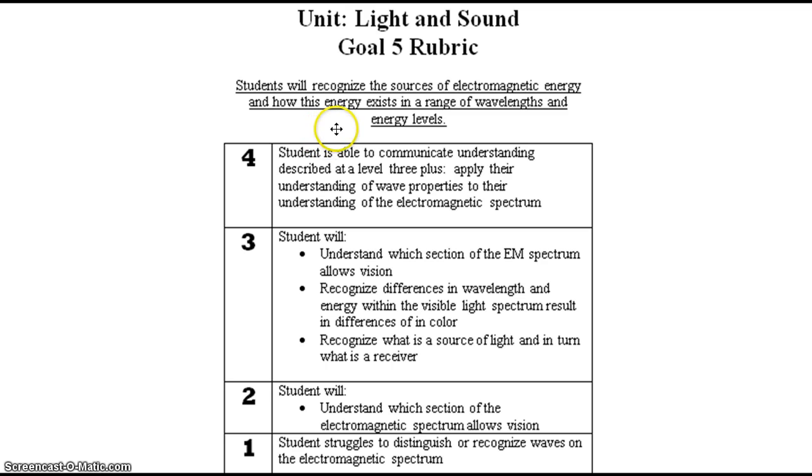What we're looking at in this goal is that you will be able to recognize sources of electromagnetic energy and how this energy exists in a range of wavelengths and energy levels. In order to do that, you're going to need to understand which section of the EM spectrum allows vision, recognize differences in wavelength and energy within the visible light spectrum, and how they result in differences of color, and recognize what is a source of light, and in turn, what is a receiver.